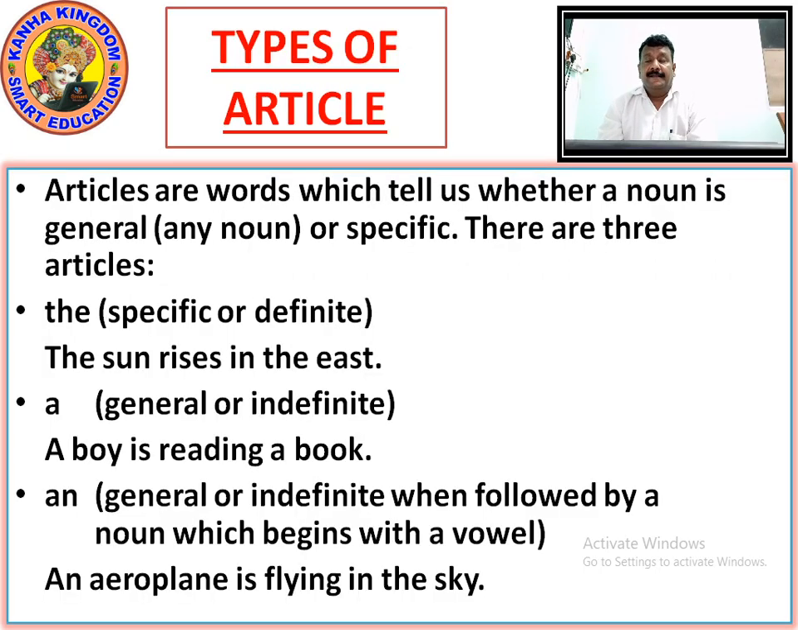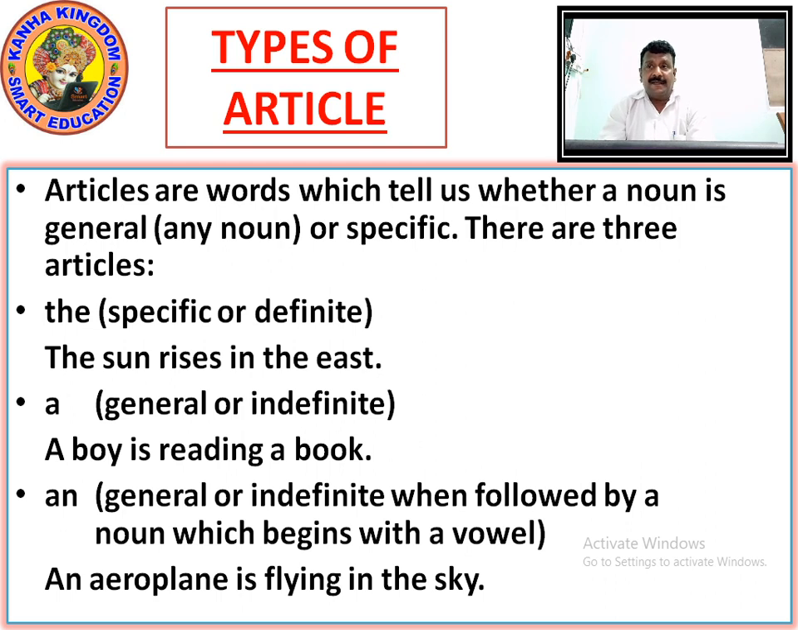So now we will be looking into the types of articles. Articles are words which tell us whether a noun is general, any noun, or specific. There are three articles. Actually, there are two articles, but they are categorized into three. The: specific or definite. The sun rises in the east. A: general or indefinite. A boy is reading a book.